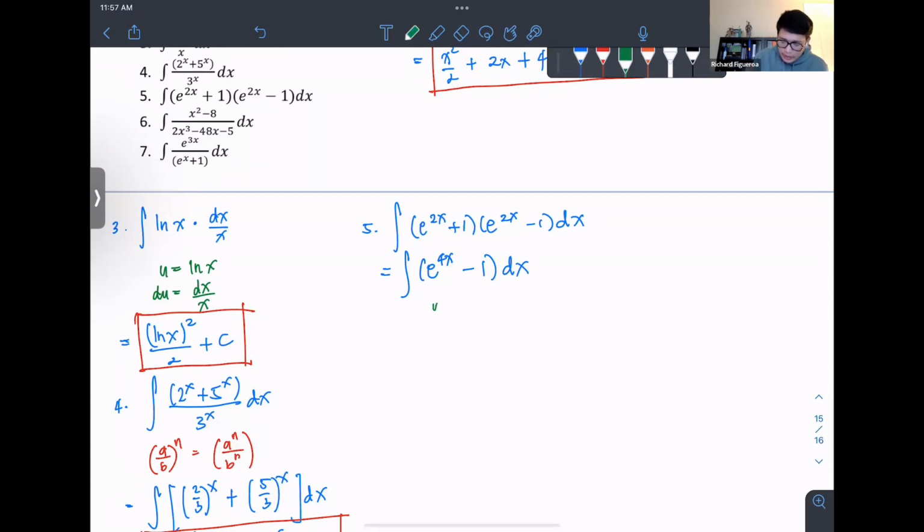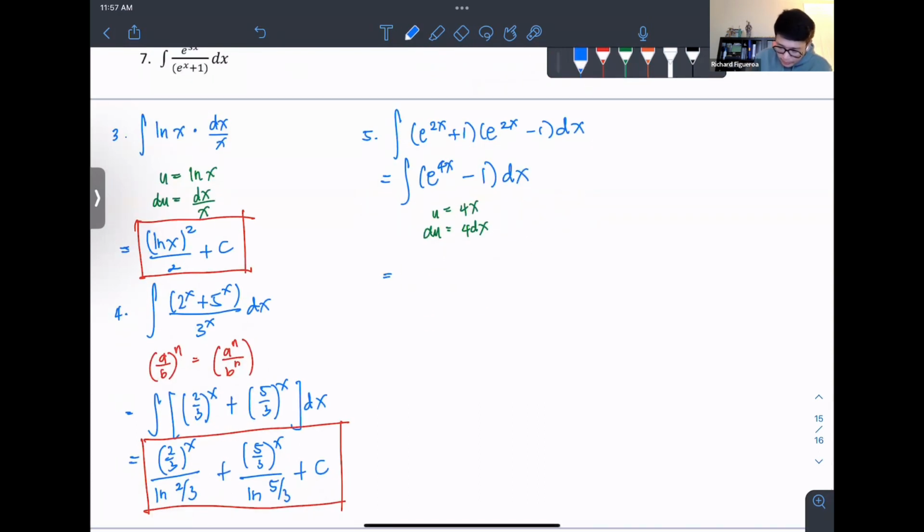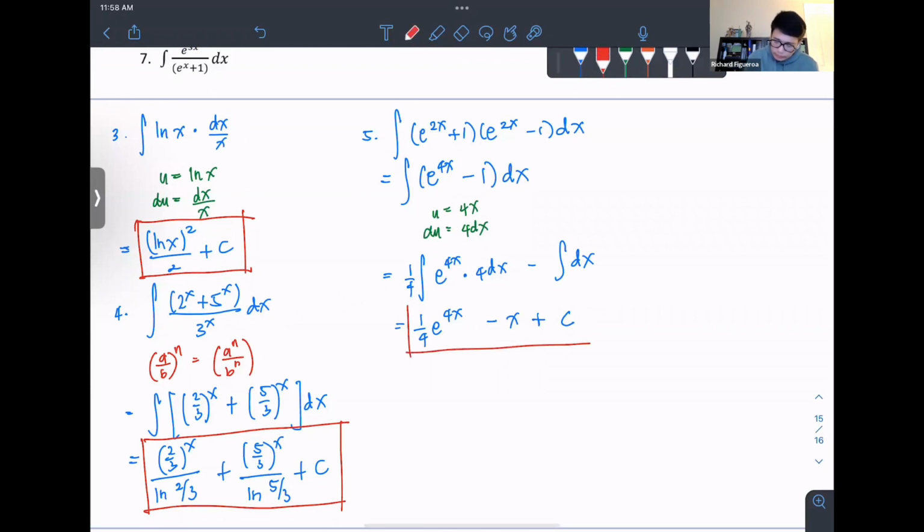So again, this is just an exponential function. Our u is 4x. Our du is 4 dx. So therefore, we have a neutralizing factor of 4, or just simply the integral of e raised to 4x. So its derivative is 4 dx. So we're in excess of 4, so we multiply it by 1/4, and minus the integral of dx. So simply 1/4 e raised to 4x minus x plus c.